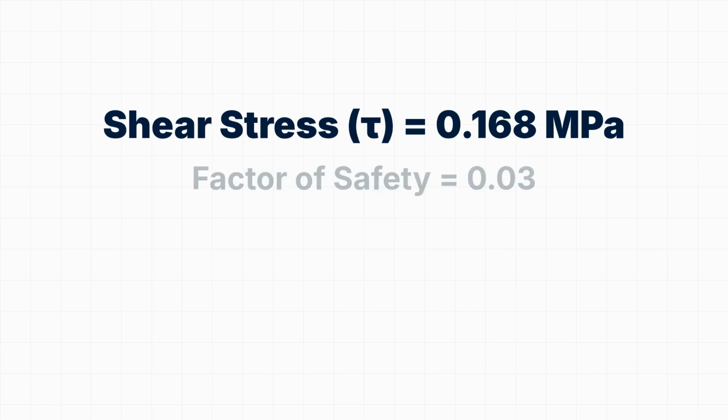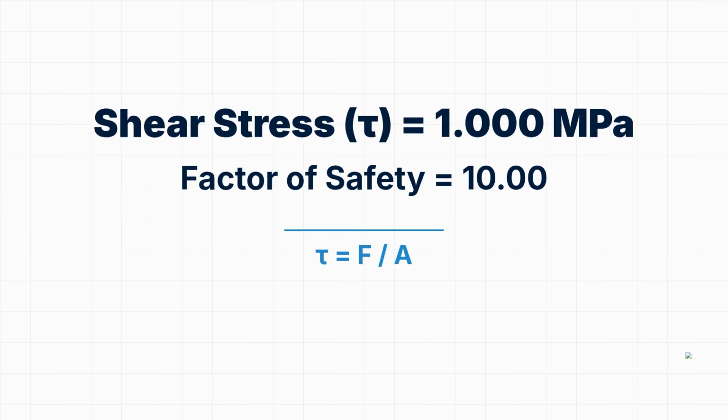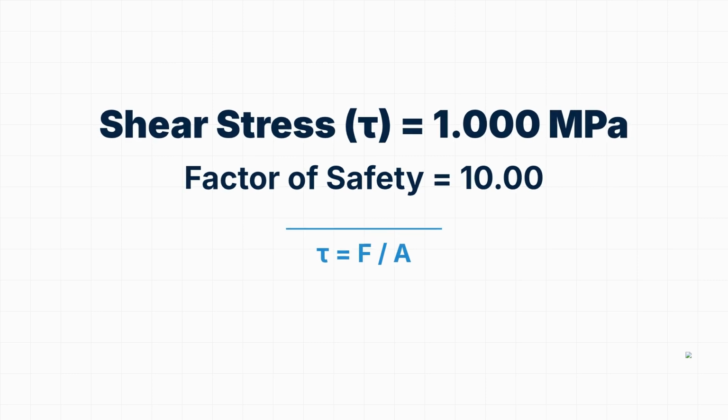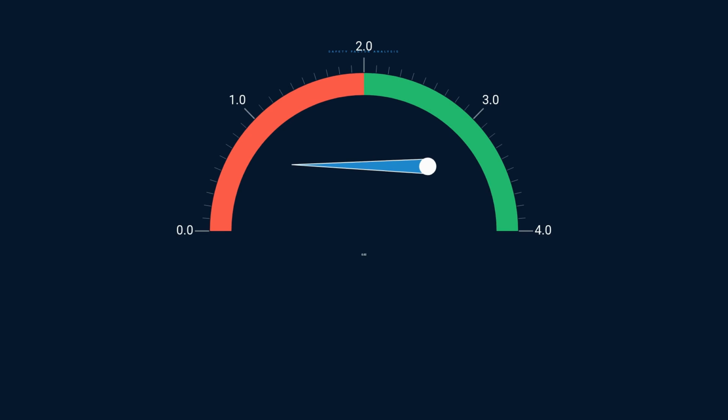The shear stress tau equals 1,000 megapascals, calculated by dividing force by area. The factor of safety is 10.0, which means our allowable stress is 10 times higher than the actual stress. Since this is well above 2.0, our design is safe. If the factor had been below 2.0, we'd see a warning message recommending increased material strength or reduced loads.